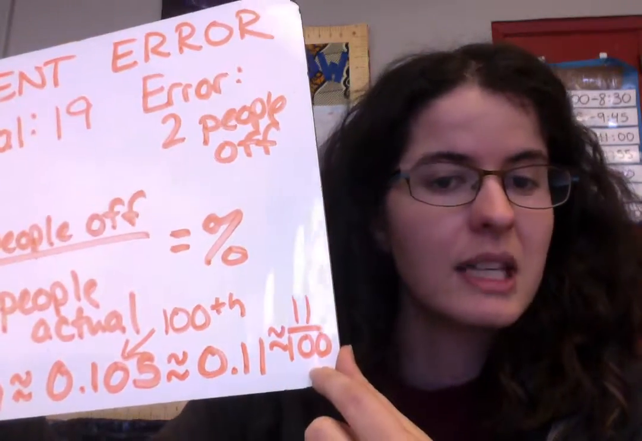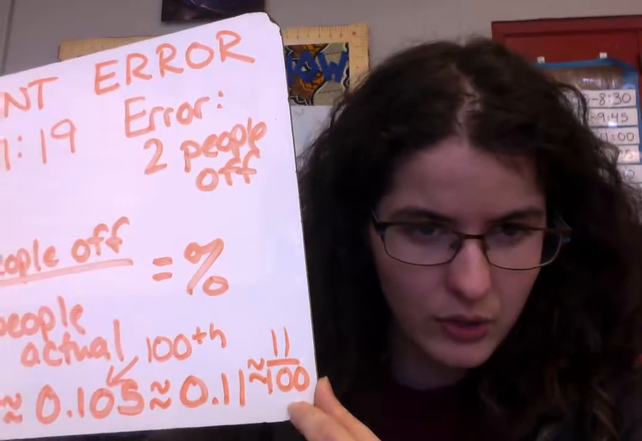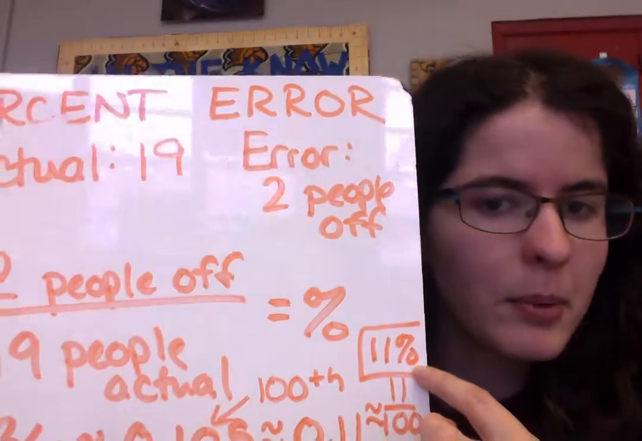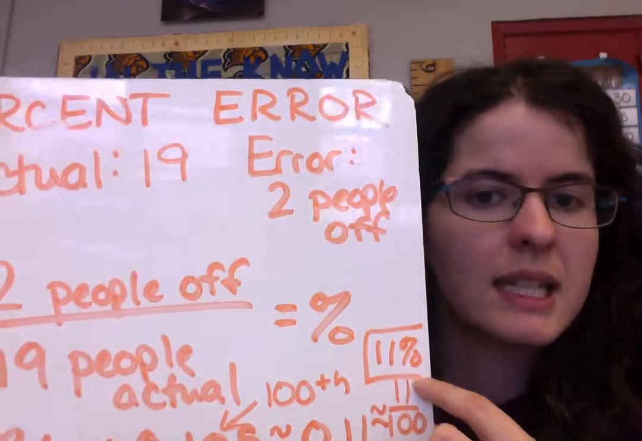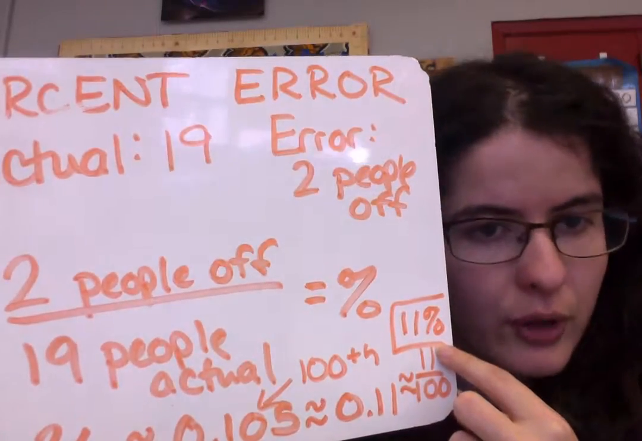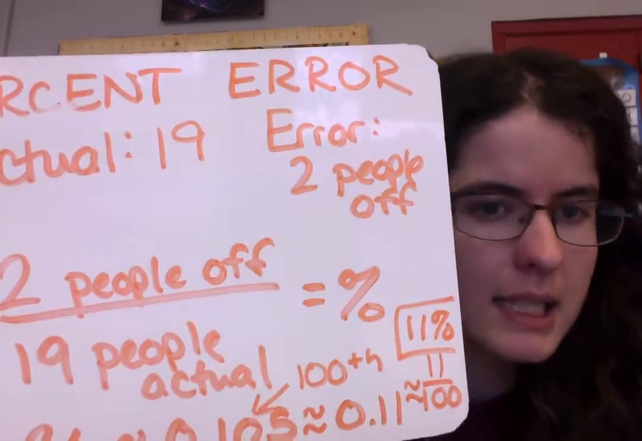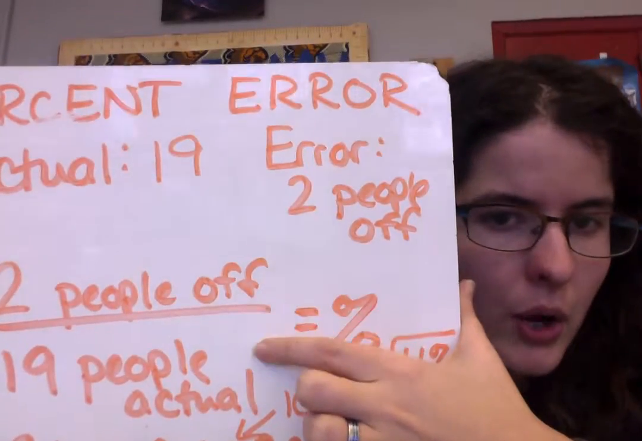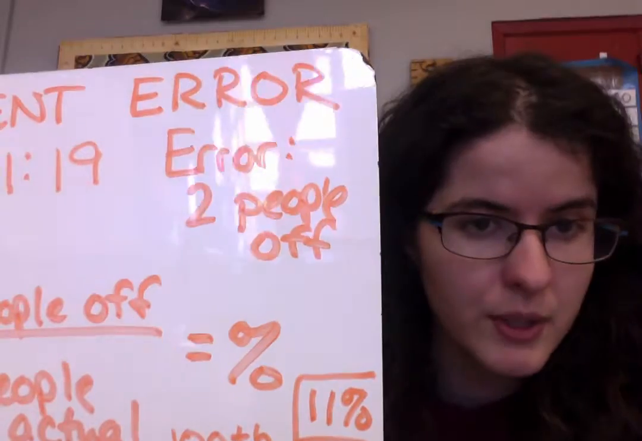And the reason that's really helpful here is because 11 hundredths gives you your percent. 11 hundredths is 11%. Meaning that my percent error was 11%. I was 11% off from the actual number of 19 people. Once again, using what I know about part and whole, I'm able to apply it to a new situation, just like we did when we were talking about percent change.